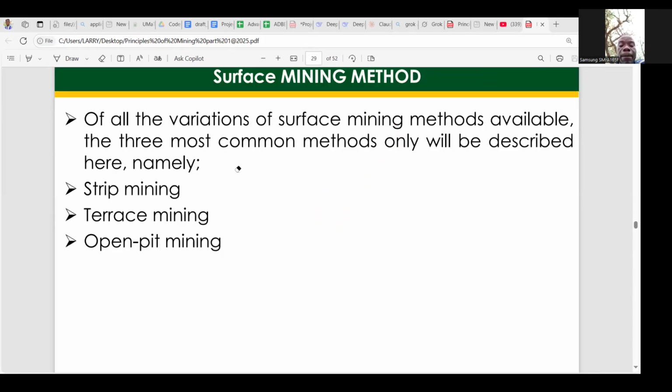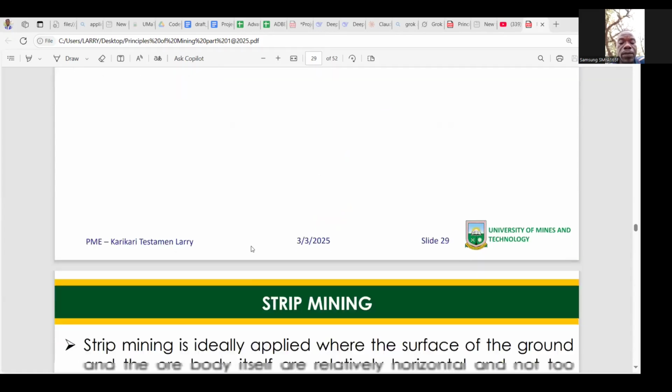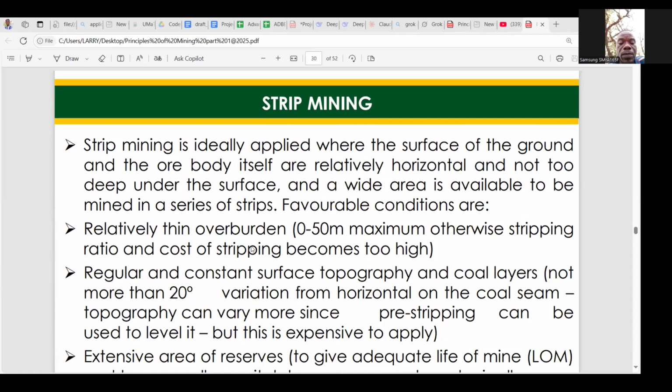We have three types of surface mining methods. Literally, it is two: we have strip mining and open pit mining. But in Ghana, all the surface mining methods we are using are open pit mining. I'm talking about the large scale mines. They are all doing open pit mining. I don't know if there is a company coming to do strip mining. But strip mining is normally for coal mining. In Ghana, we don't mine coal.